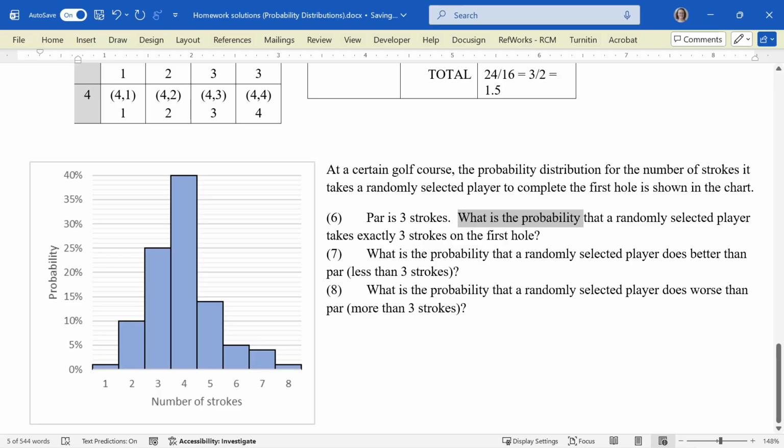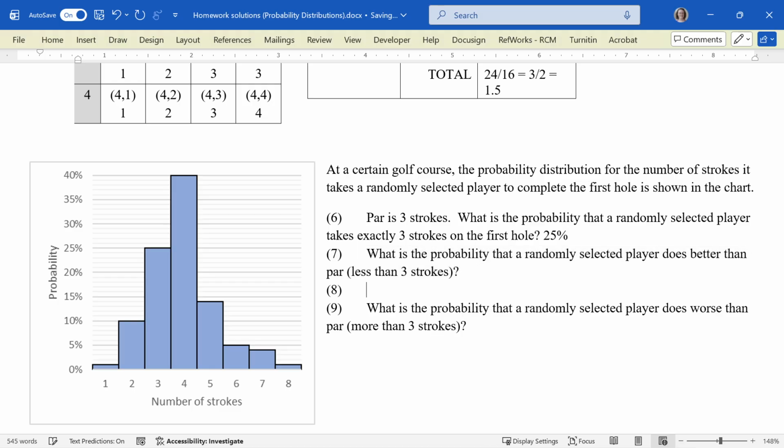What is the probability that a randomly selected player takes exactly 3 strokes on the first hole? Okay, so we can just read this off the chart. When the number of strokes is 3, the probability is 25%. Very easy. Okay, now they get a little harder. What is the probability that a randomly selected player does better than par? So less than 3 strokes is better, which is 1 stroke or 2 strokes.